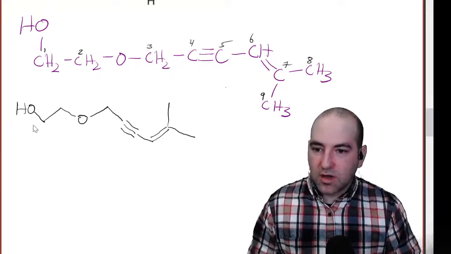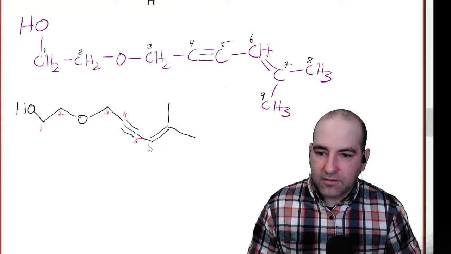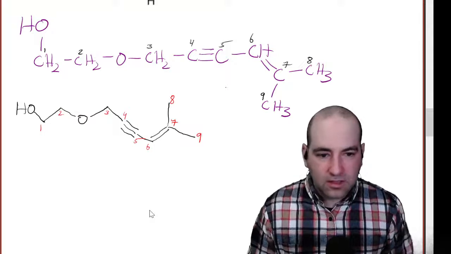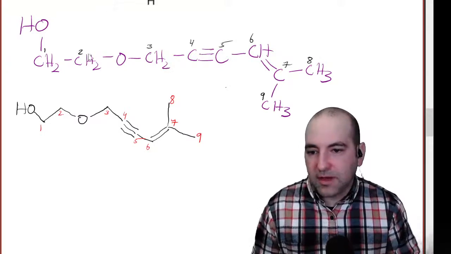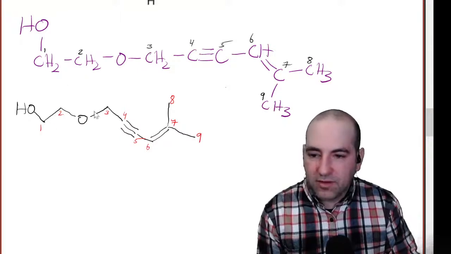So again, let's put our numbers in here so we can see how everything worked out. 1, 2, 3, 4, 5, 6, 7, 8, 9. That's a line structure for this compound. So the last step then is just to check everything. Do I have everything connected properly?